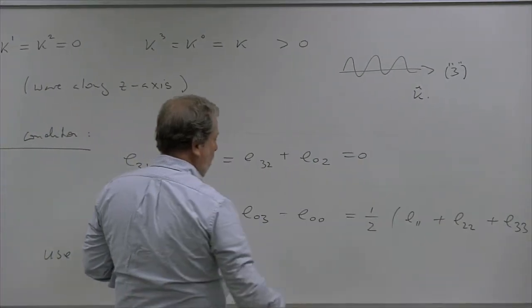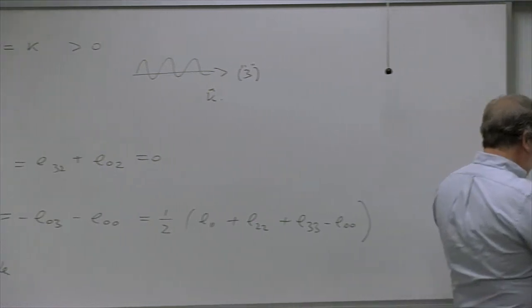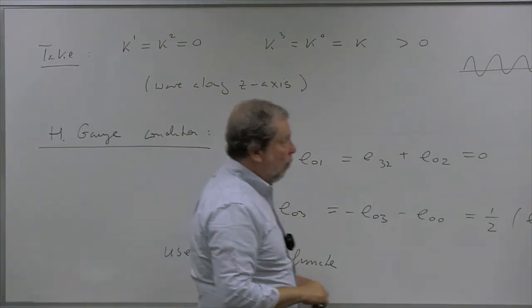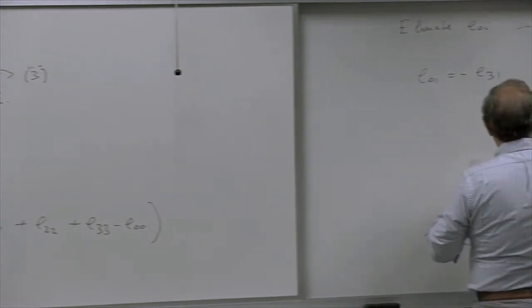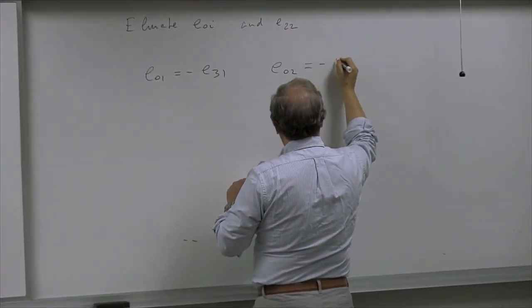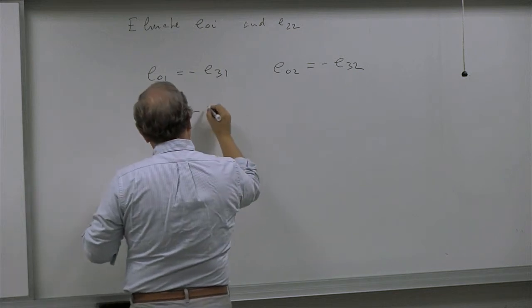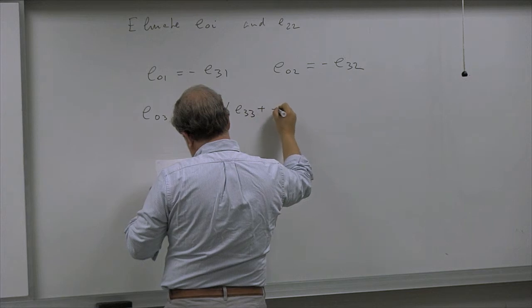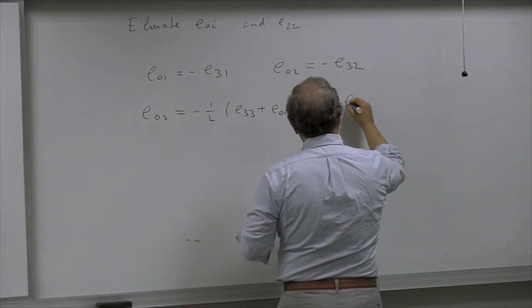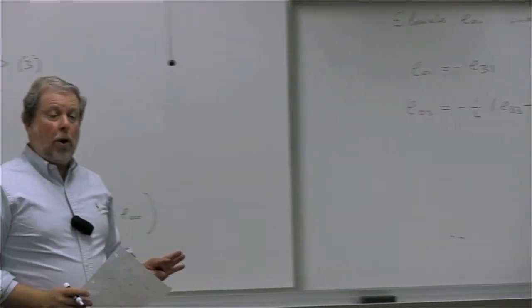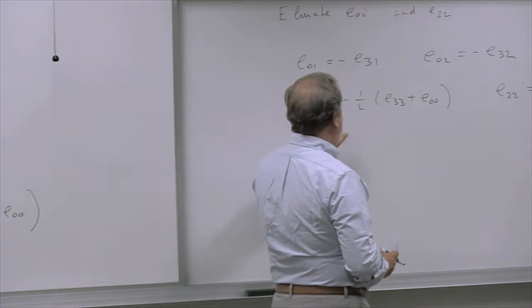There's an E naught 3, there is E naught 1, there is E naught 2, and there is an E22 here. So explicitly that means that E naught 1 is equal to minus E31. Well, that's of course from here. This is equal to 0, so we can write the E naught 1 in terms of E31. And similar equation, E naught 2, same thing, you can read it out from over there, is minus E32. And E naught 3 from the second equation is minus a half times E33 plus E naught naught. And finally, E22 is equal to minus E11. Okay? So those components are gone.